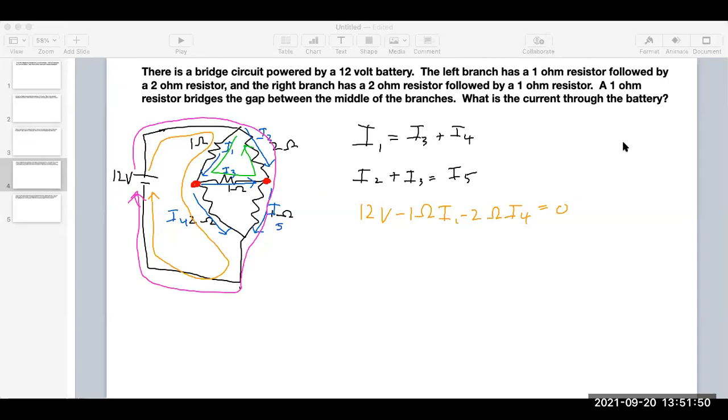For the outer loop, it's pretty similar, starting at the battery with 12 volts, then traveling through this 2 ohm resistor here in the direction of I3. And then this 1 ohm resistor in the direction of I5. Excuse me, Professor, that would be I2 minus 2I2. Oh, you're right. I misread that one entirely. That is a 2. Thank you for catching that. It's 2 ohms and it's I2.